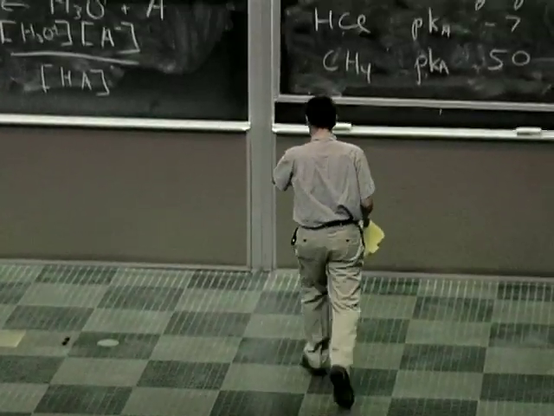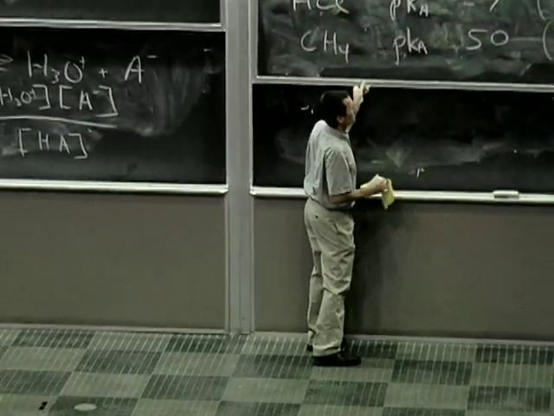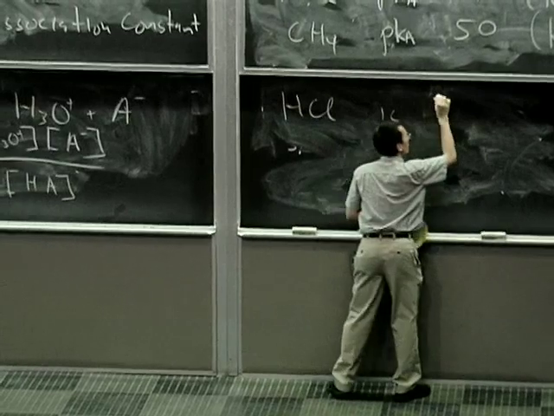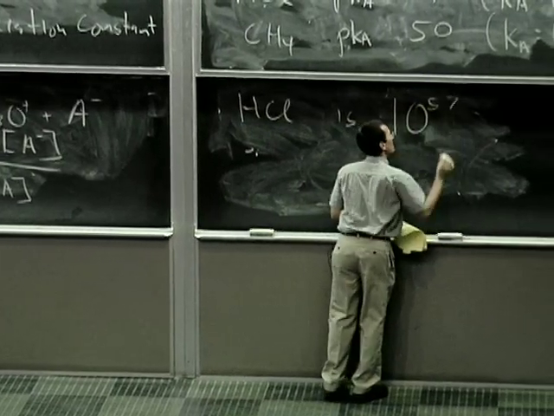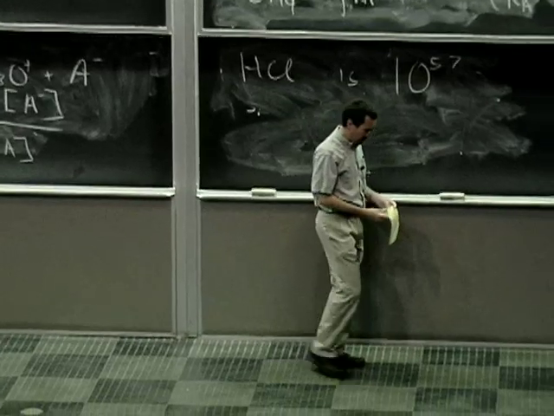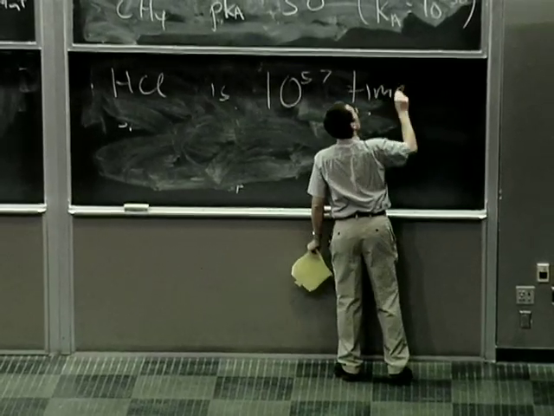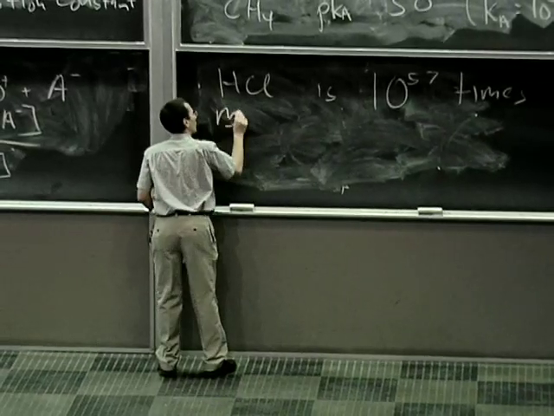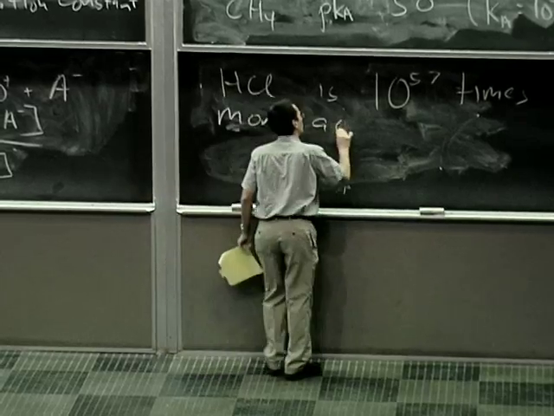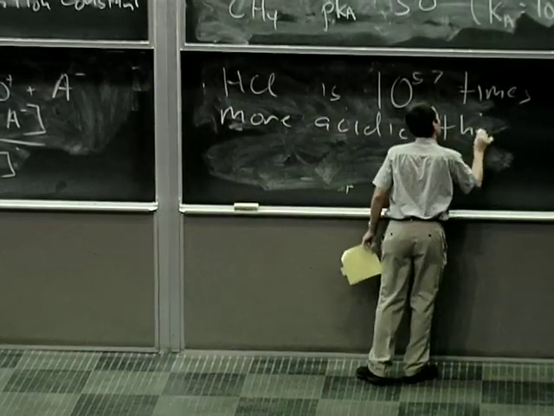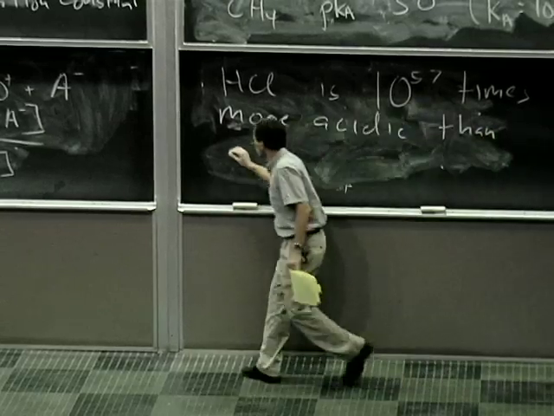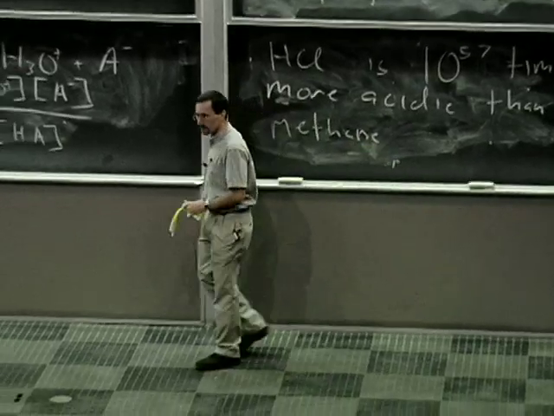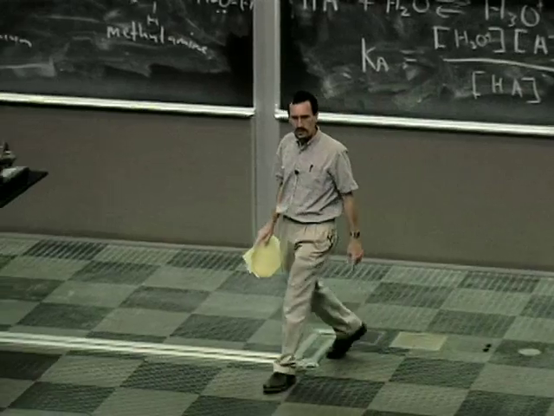So, in other words, what we're saying here is that HCl is 10 to the 57th times more powerful an acid than methane. I can't even wrap my head around such a big number. Thoughts or questions?